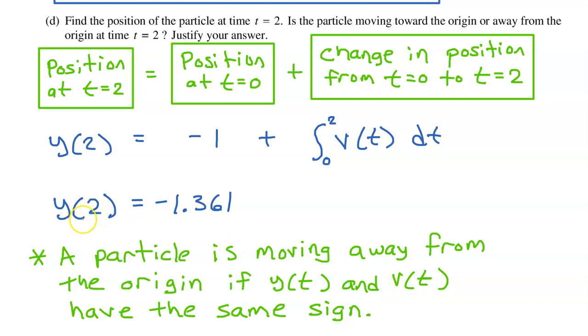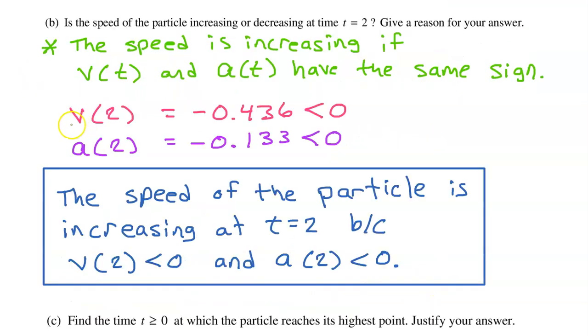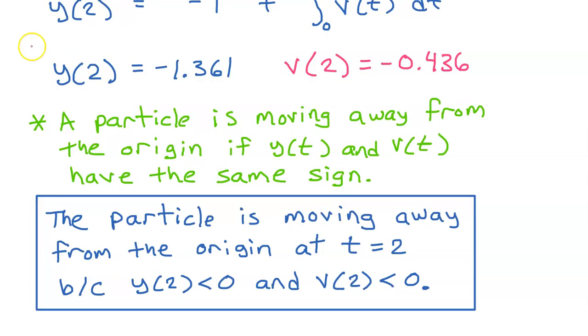We already know that the position function at time t equals 2 is negative. So we need to evaluate the velocity at 2 and see if it has the same sign. Actually, I just remembered that we already evaluated the velocity at time t equals 2 back in part B. And here it is, and it was negative. So here is our summary statement. The particle is moving away from the origin at time t equals 2 because the position at 2 and the velocity at 2 are both negative.